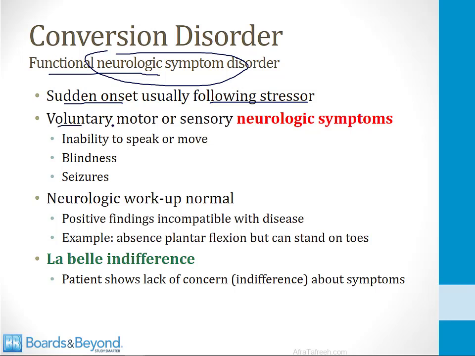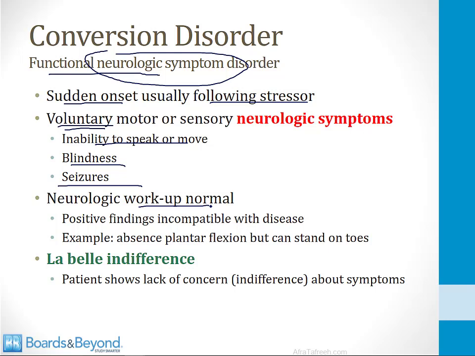These patients develop voluntary motor or sensory neurologic symptoms. So, for example, they may say that they are unable to speak or move. They may say that they can't see, or they may even have seizures. However, it's a voluntary problem. The neurologic workup is normal, and there's no evidence of a central nervous system disorder.